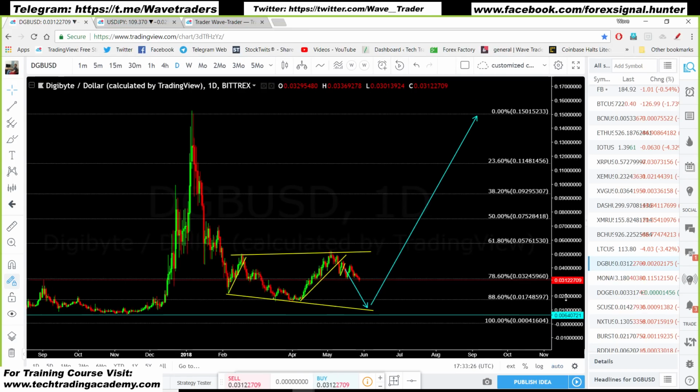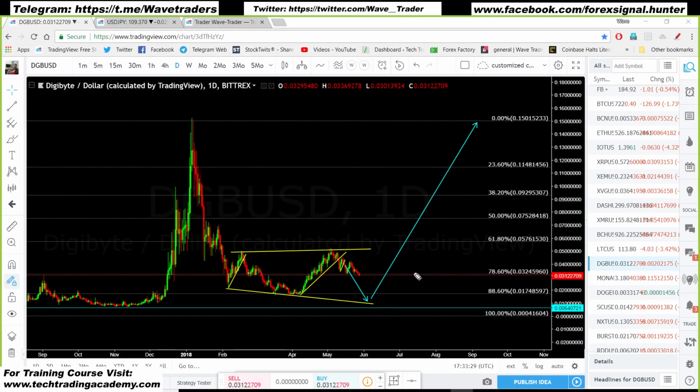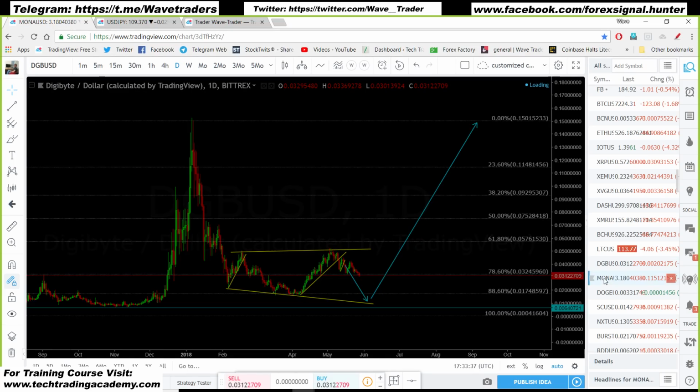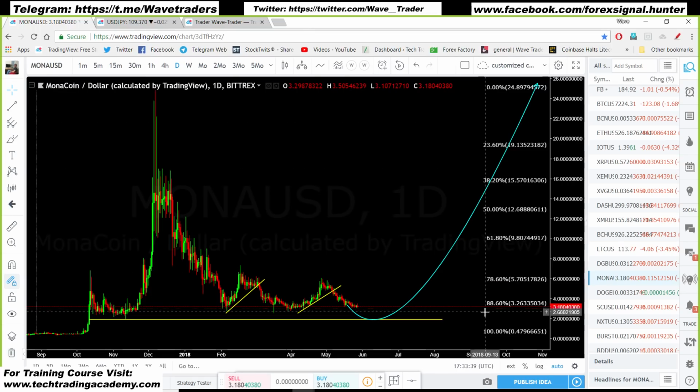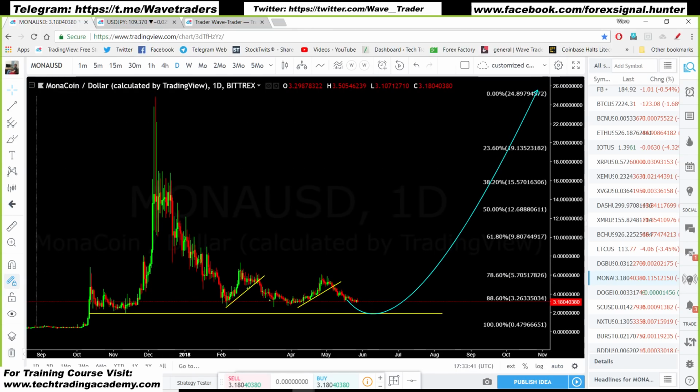DigiByte, same. Short-term sell setup, lower time frame, that bottom, this is your trade. Start to build your positions for upside. Same here, like Litecoin. This bottom, that bottom. This is your trade for longer term.